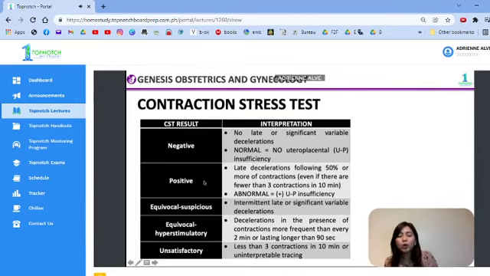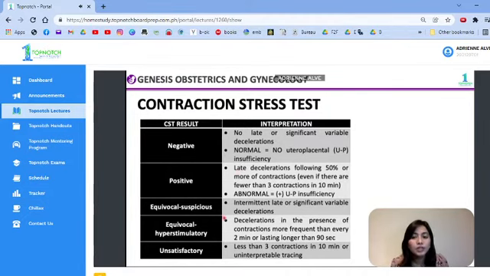Ito. So CST, ang gusto natin na result ay negative CST. So ito yung one test na kapag nakakuha ka ng negative result, that is actually a good result. Bakit? Ang positive CST kasi is there are late decelerations following 50% or more than half of your contractions. So it means that you have uteroplacental insufficiency. Remember that your late decelerations, they're a marker that you have uteroplacental insufficiency. So kapag meron kang greater than or equal to 50% of the time na late deceleration following each contraction, it means na positive CST, positive na stress yung baby mo. So you don't like this. What we like is a negative CST.